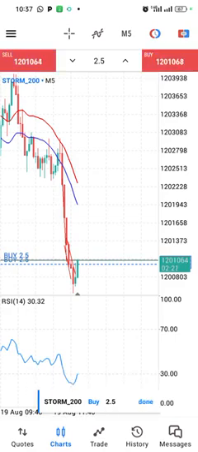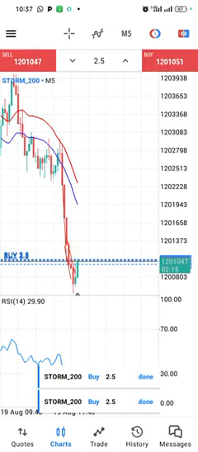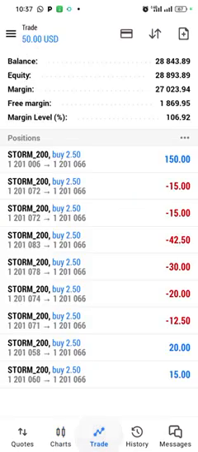Okay, buying, we keep buying. These are all the trades. You can see. So now let's see how it goes. What happens to this trade?